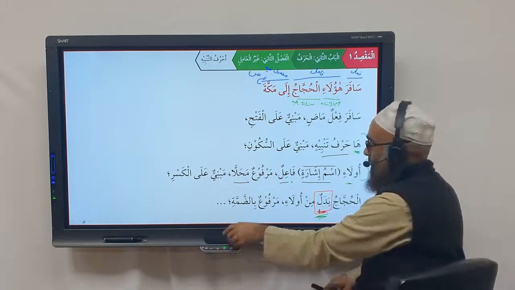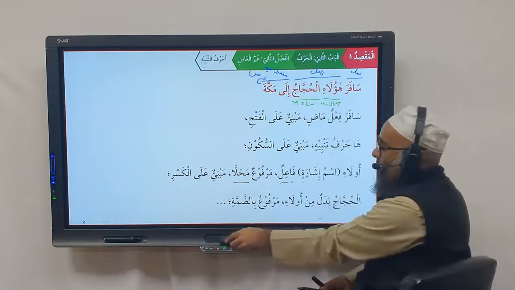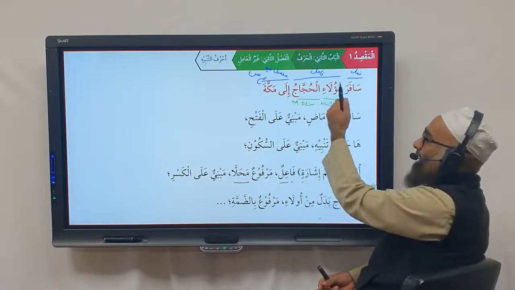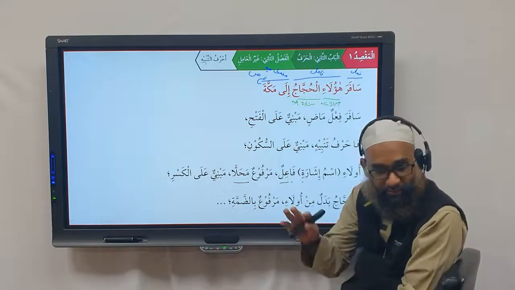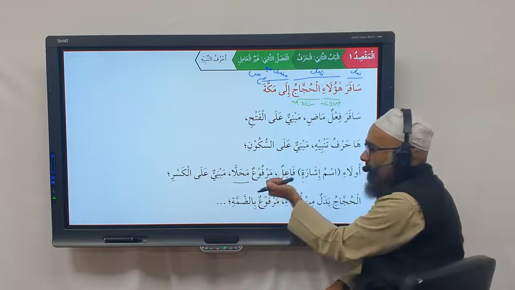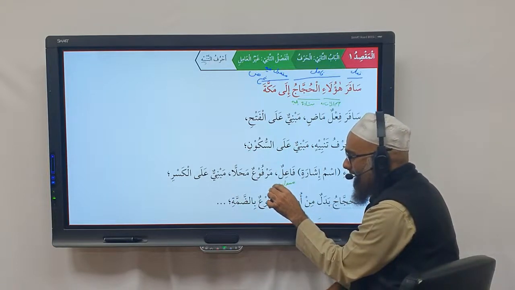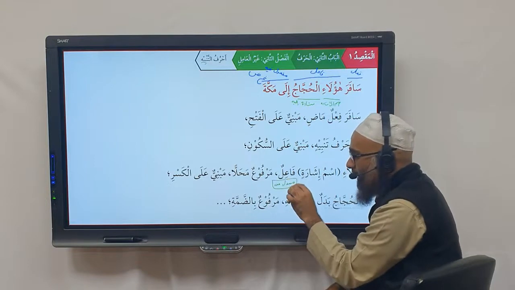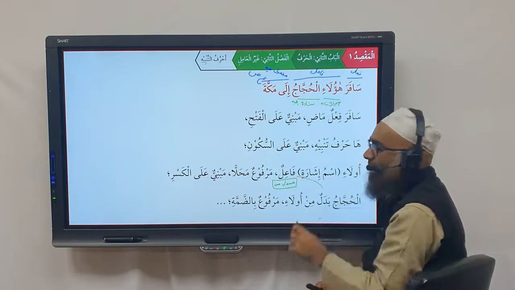Remember when we're doing Tarkib, we label the Ha'ulai and the Hujjaj. We label both sorts, the Tabi and the Matbu'. In I'rab, this is a Mubdal Minhu. But because the Mubdal Minhu doesn't have a particular I'rab, when we're doing I'rab we don't have to label that separately as Mubdal Minhu. This is the Fa'il. This becomes the Badal of the Fa'il.